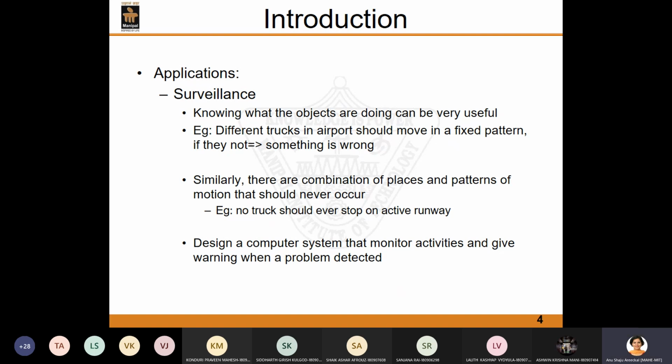Okay. Now, another application of object tracking is surveillance. Surveillance means basically security purposes. Like, for example, you're trying to monitor the activity of a person, or maybe of a group of people, like in a crowded area, or sometimes for a particular person as such, right? And by trying to find out the motion or the movement of the person.